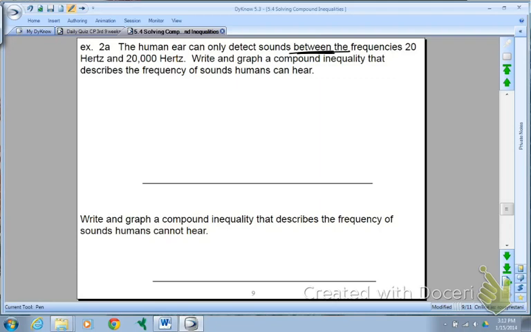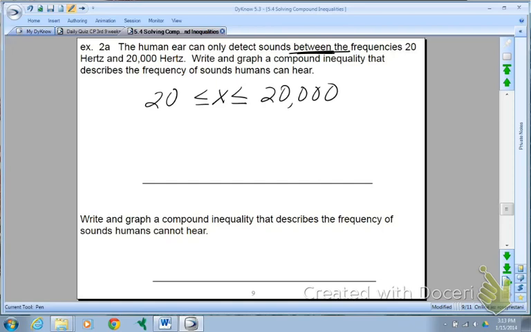The "and." We put it in a combined inequality, where we put the variable in the middle, and what went on each side? Less than or equal to, and in this case, less than or equal to. Smaller number on the left, which is smaller, 20, and larger number on the right, which is 20,000. So that means you can hear anything between 20 and 20,000, including 20 and 20,000.